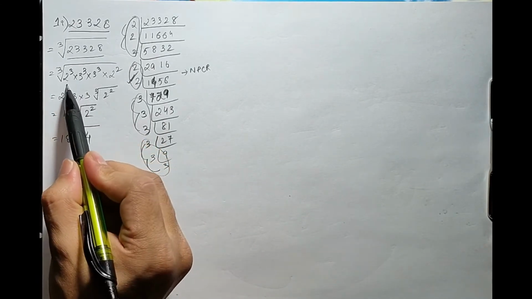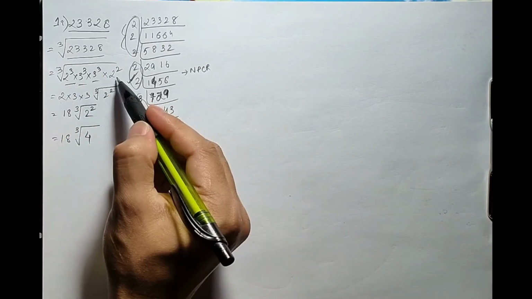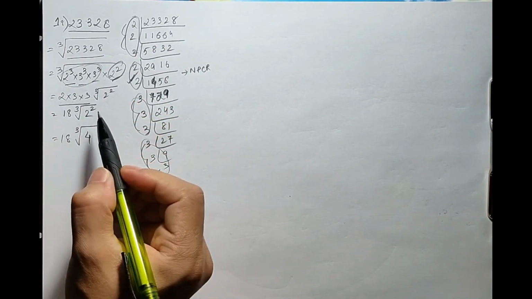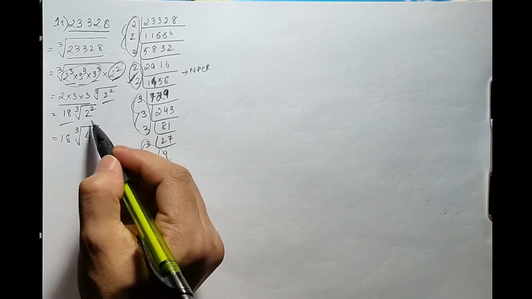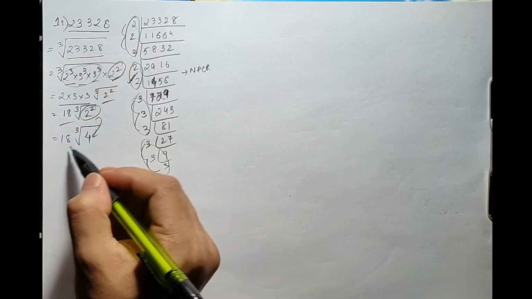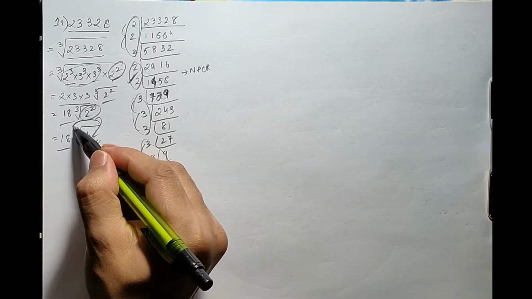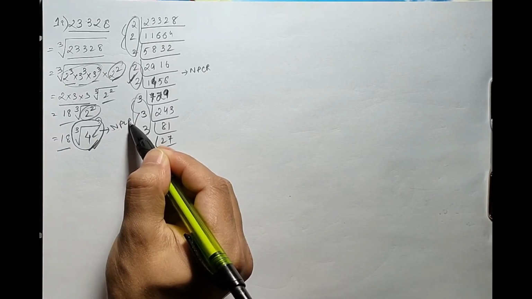So this is what you'll get. 2 into 3 into 3, everything cubed, into 2 square. Now this cannot come out, only these can come out. So 2 into 3 into 3, this will remain inside. 2 into 3 is 6, 6 3 is 18, and this will remain inside. 2 square is 4, so you get 18 cube root of 4. We see that this cannot be solved, so it is not a perfect cube root.